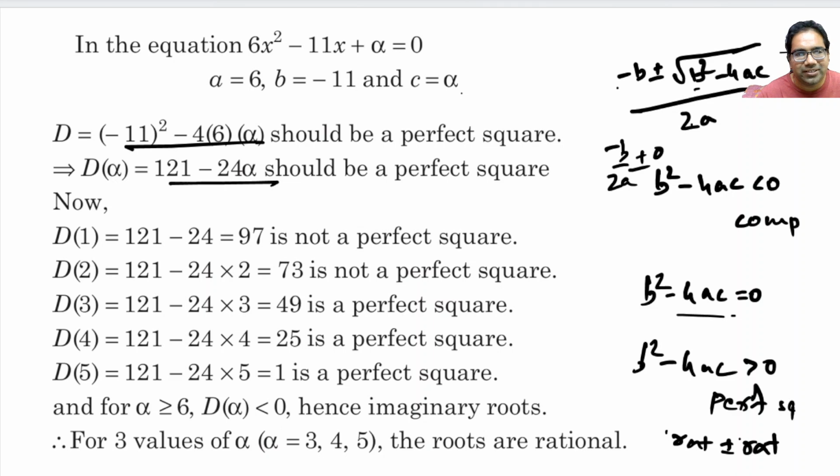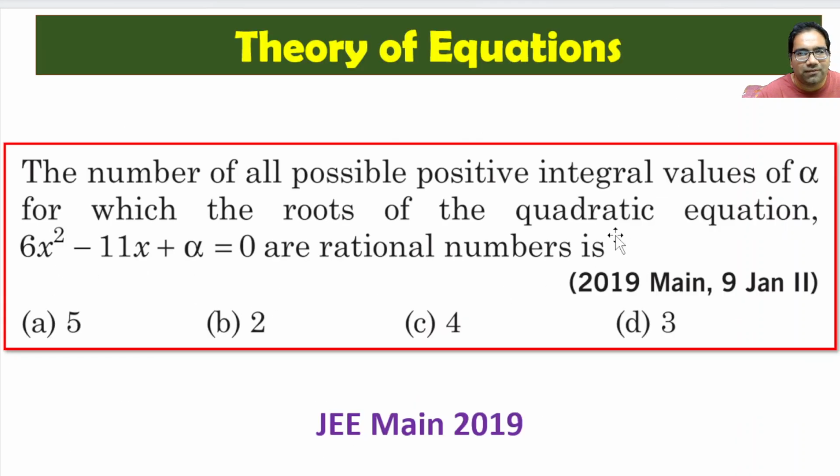Right, guys? So the correct answer is 3, 4, 5. For these values of α, we have rational numbers as roots. So the correct answer is D.